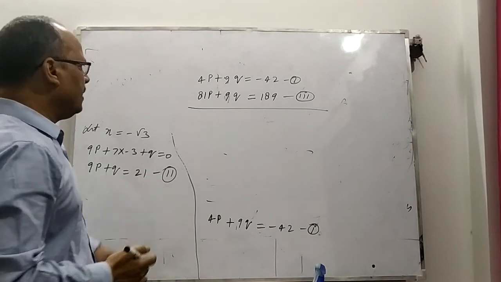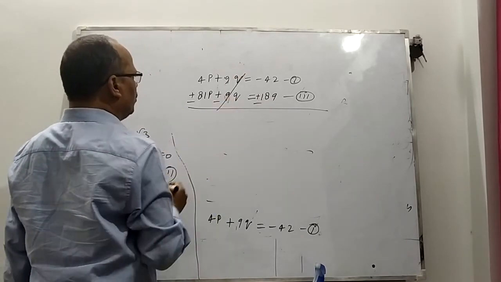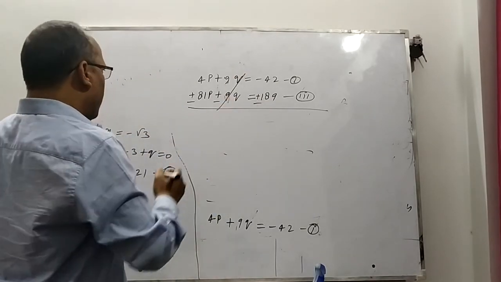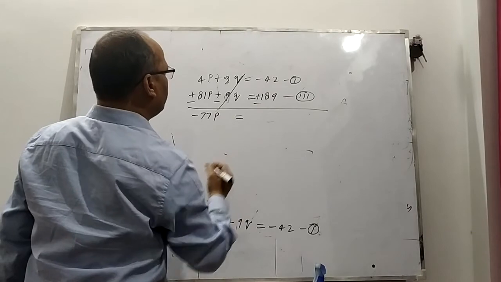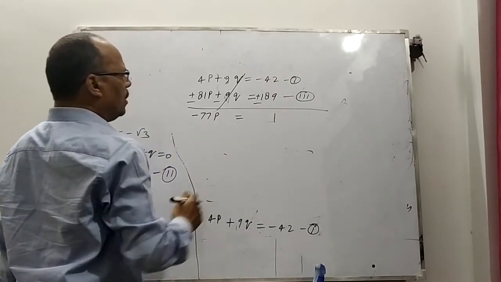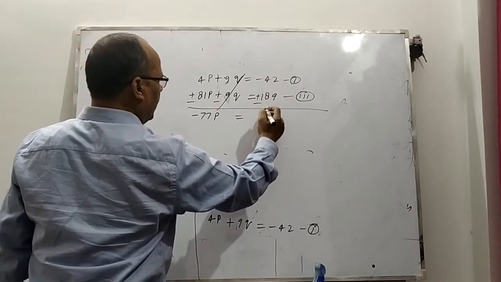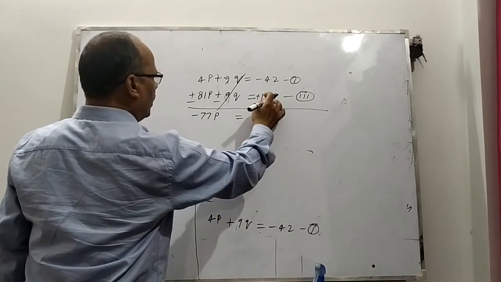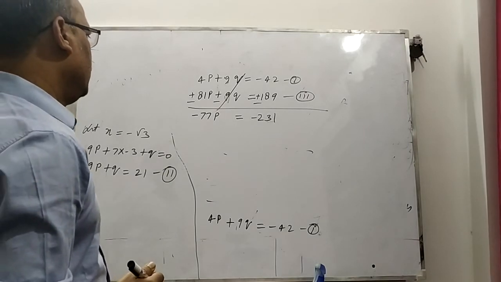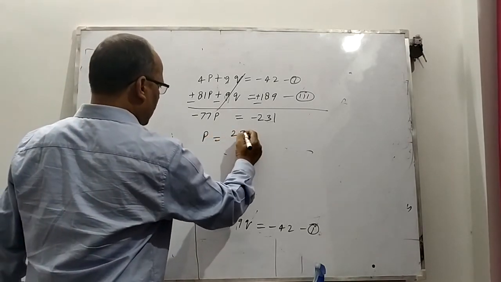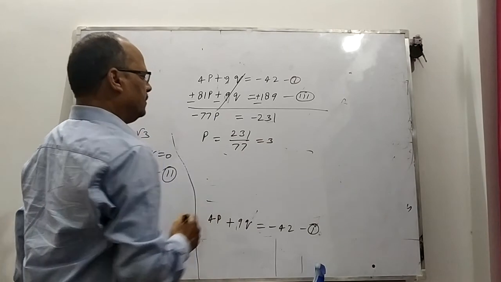The third I got with the help of the second. In the second, 9 is multiplied. Then subtracting, 9q cancels, and then it will be minus 77p equal to minus 231. Then p equal to 231 by 77, which will be 3. Clear?